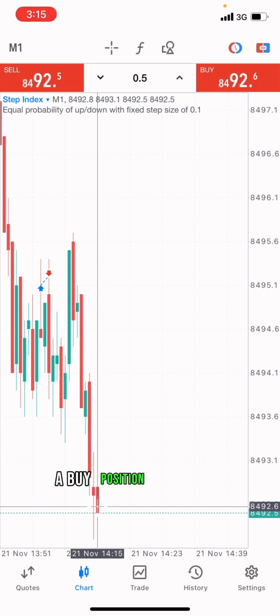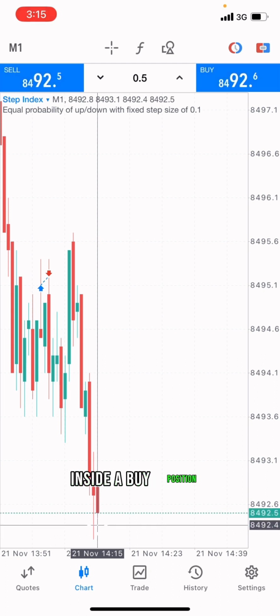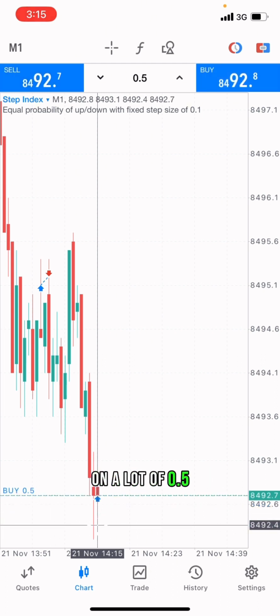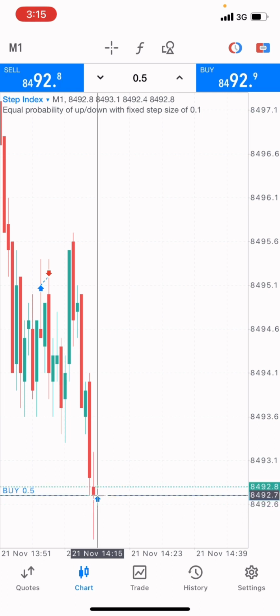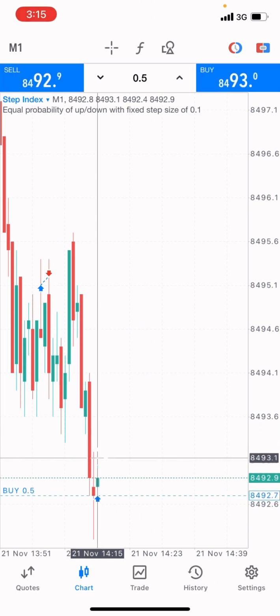If we enter a buy position right here, on a lot of 0.5, we bought the market at this point. So the market is going to buy right here, just like I said. You can see the market is buying.